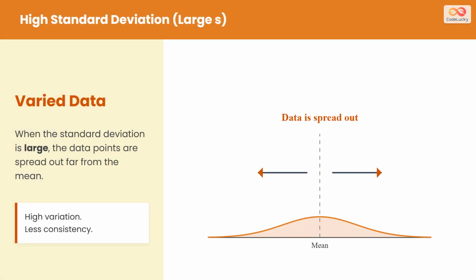On the other hand, a large standard deviation means high variation. Look at this orange curve. It is much flatter and wider. The data points are spread out far to the left and right. This tells us the data is not consistent. It is all over the place.